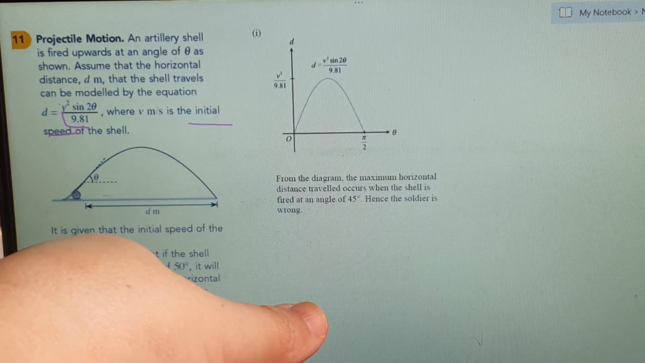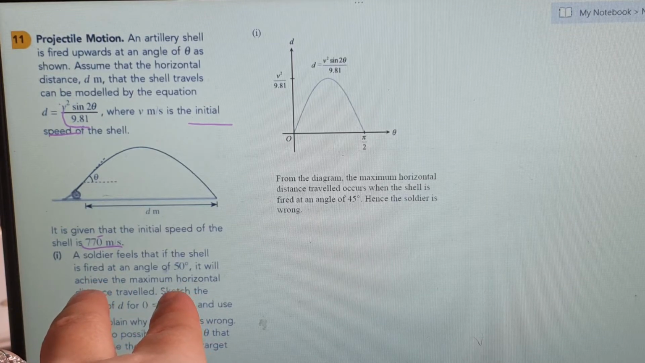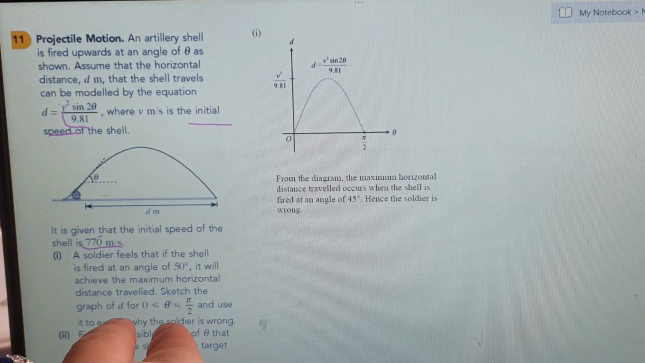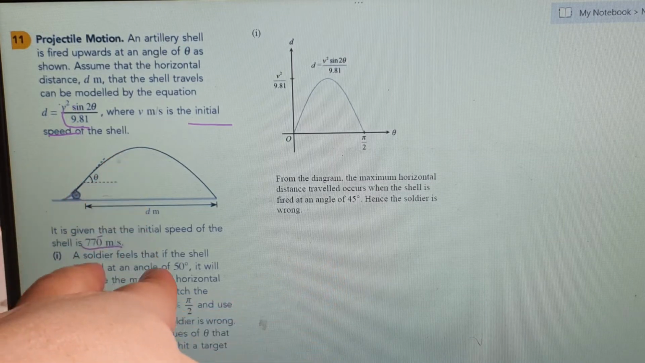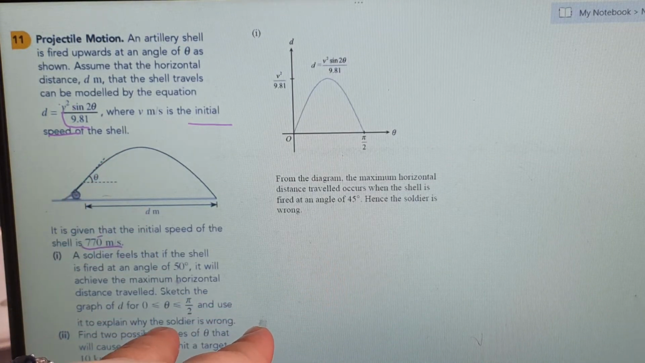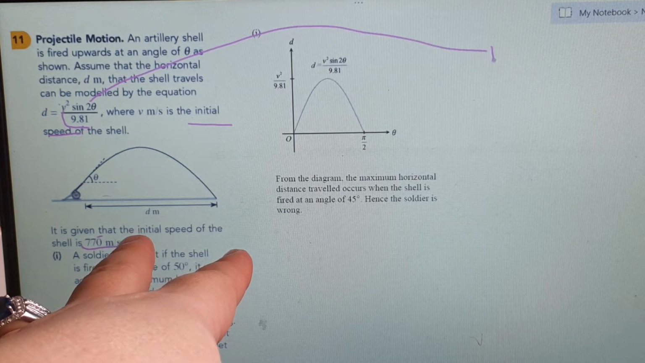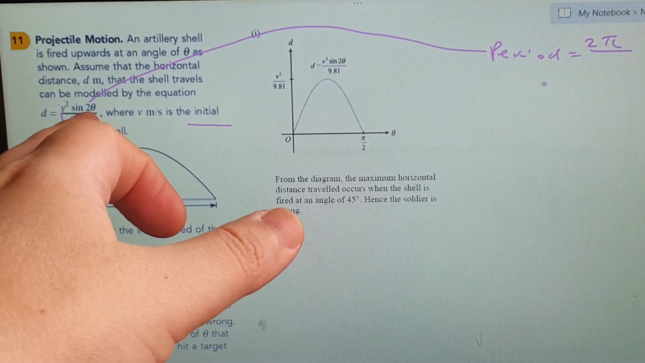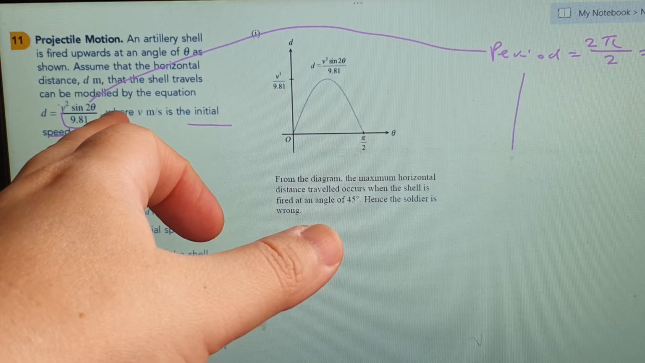It's given that the initial speed is 770. A soldier feels that if the shell is fired at an angle of 50, it will achieve the maximum horizontal distance traveled. Sketch the graph. So to sketch this graph, very simple, right? Because this graph is for 0 to 2 pi, if you look at this, your period will be 2 pi over the number in front of the theta, right? So it's pi, right? That means one full cycle.